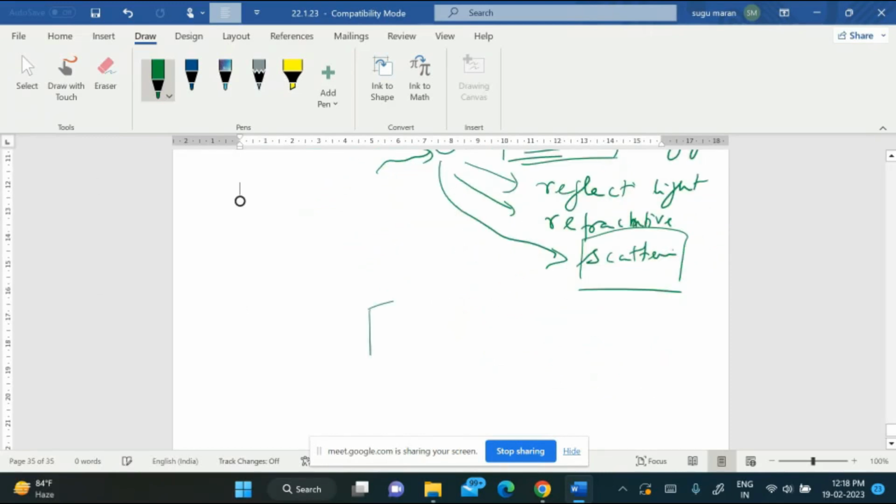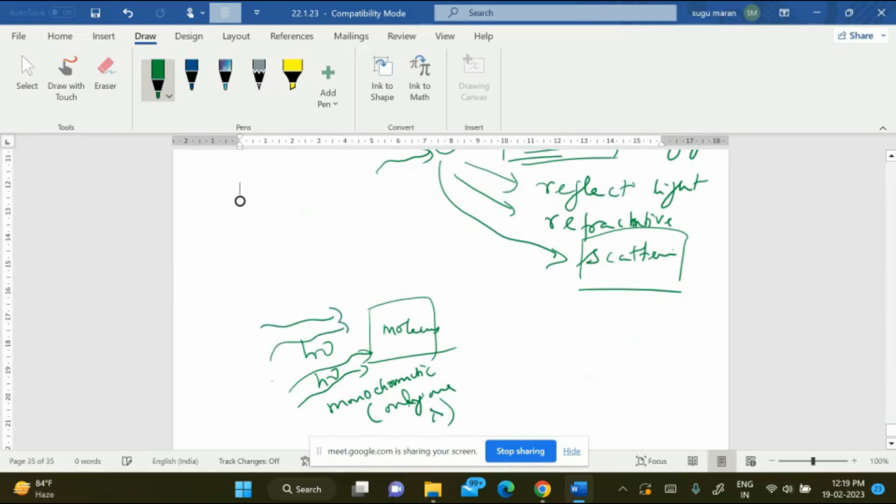So now there is the molecule, this is my sample molecule. If I send in photons, a monochromatic radiation, that is, only one wavelength, one lambda, so all the photons have the same wavelength. What happens? I said different phenomena are occurring, but I don't bother about absorption, reflection, refraction, all those. I am only interested in the scattered radiation.